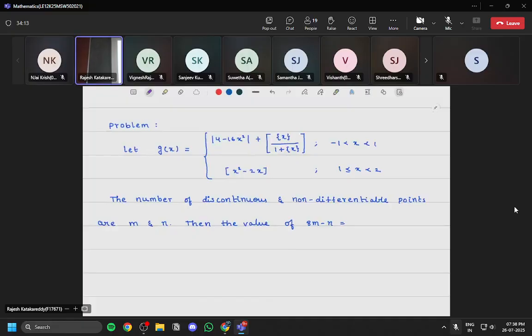To make the problem difficult, they put the box, or fractional part, or modulus. In this problem, they have to.